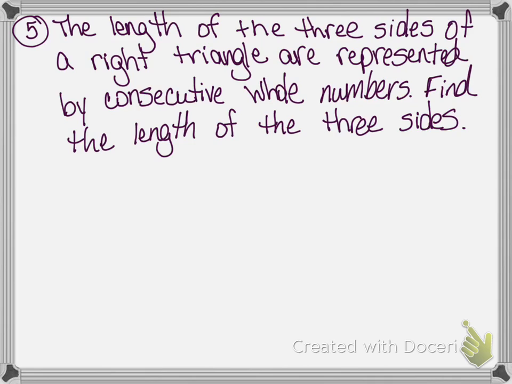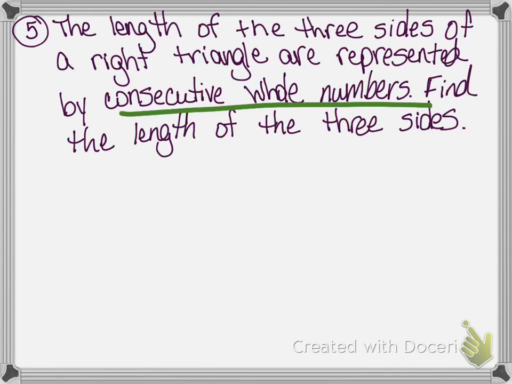Okay, the lengths of the three sides of a right triangle are represented by consecutive whole numbers. Find the lengths of the three sides. Now, what happens here is students get confused with the consecutive whole number part. The whole numbers means we've got to have positives. Whole numbers also means that we can't have fractions or decimals. We can't have parts of that.